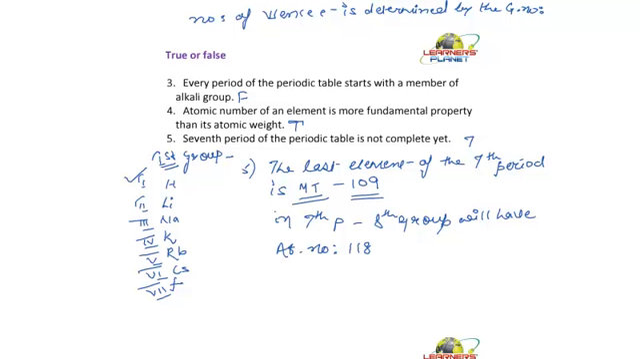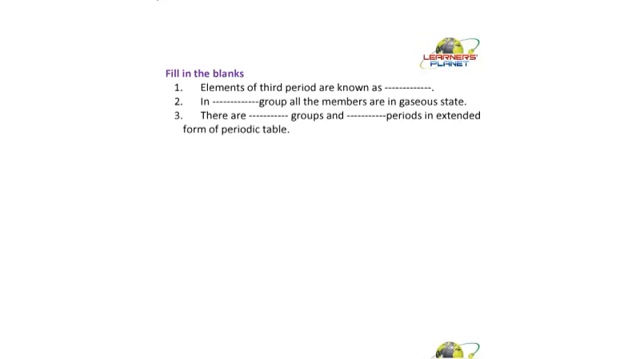Now let's take up our next question. This is the fill in the blanks. Elements of the third period are known as, what are they known as? I told you. They are known as normal or representative elements, right? Now taking up the second question, in dash group all the members are in gaseous state.